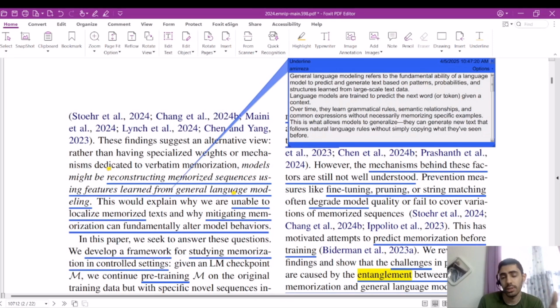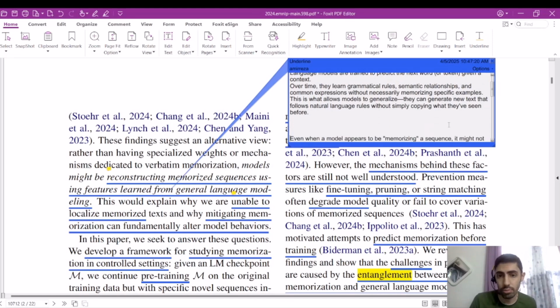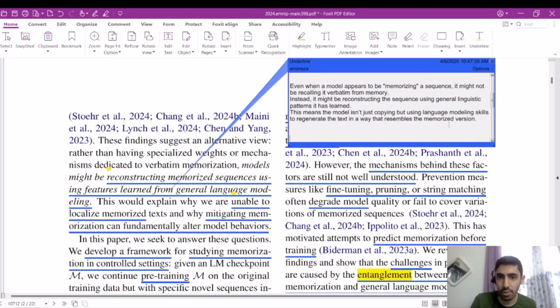This is important because it helps the model generate different sentences in different contexts, even contexts it hasn't seen, which we call long-tailed examples. This is what allows the model to generalize. They can generate next text that follows the natural language rules without simply copying what they have seen before. They would not copy anything they have seen before.